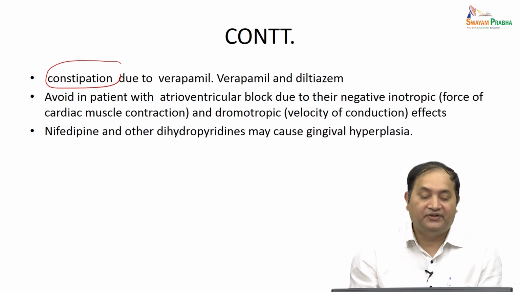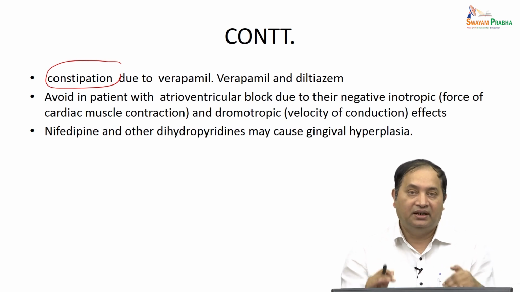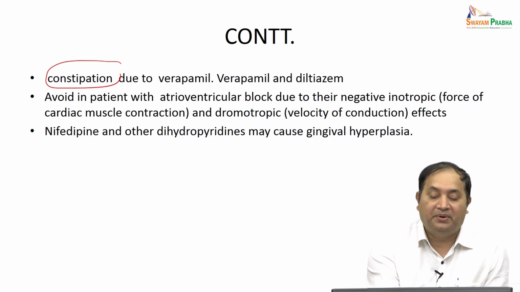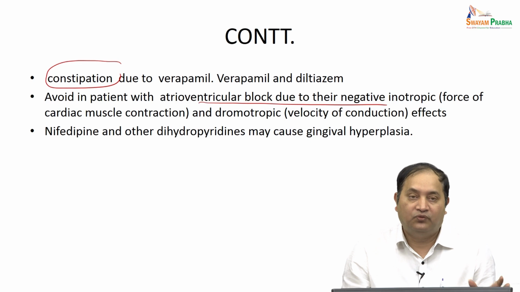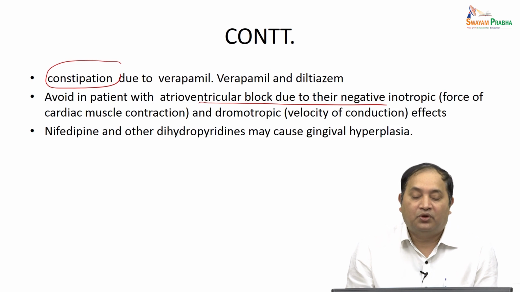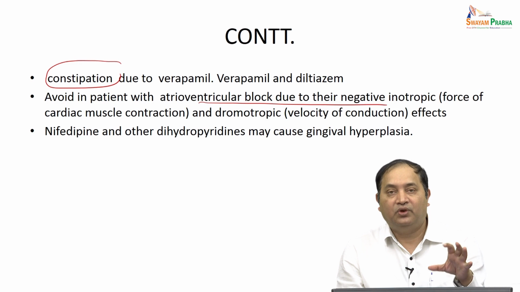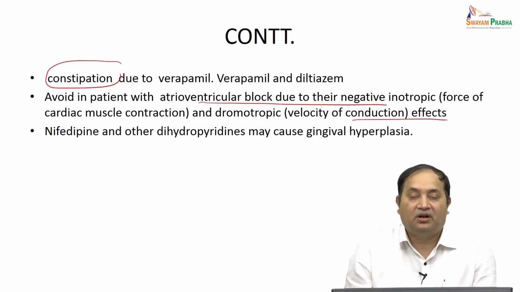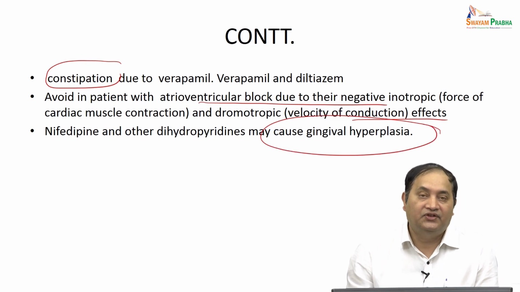Avoid in patients with AV block, atrioventricular block, as it decreases the conduction. It should not be preferred in case of AV block, because it has a negative inotropic effect, that is, the force of contraction of the muscle is decreased, and also a negative dromotropic effect, so the velocity of conduction from SA node to AV node is interfered with by this calcium channel blocker. So, it should be avoided. Now, in case of nifedipine or other dihydropyridines, it is also reported that it can cause a phenytoin-like reaction, like gingival hyperplasia.